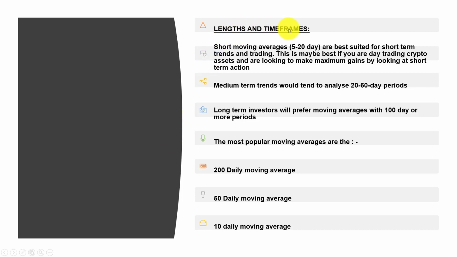Lengths and time frames. Short moving averages, which are 5 to 20 days, are best suited for short-term trends and trading. This is maybe best if you are day trading crypto assets and are looking to make maximum gains by looking at short-term action. Medium-term trends would tend to analyze 20 to 60-day periods. Long-term investors will prefer moving averages with 100-day or more periods. The most popular moving averages are the 200 daily moving average, 50 daily moving average, and 10 daily moving average.